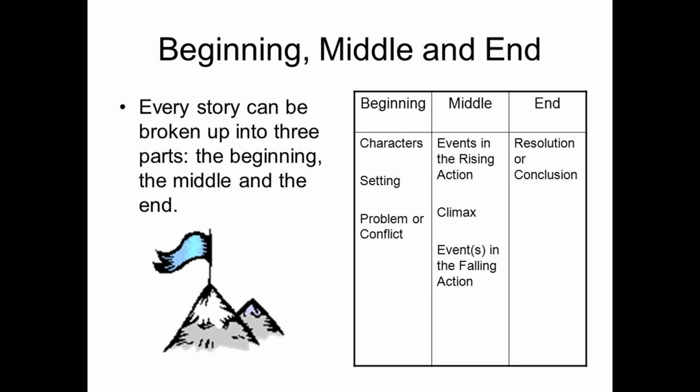Okay, so remember the parts that I explained earlier. It should include the beginning, the middle, and the ending. Every story can be broken up into 3 parts. The beginning: introduce your characters, your setting, your problem or conflict. Then the middle: events in the rising action, then events in the falling action. Then the ending is a resolution or conclusion, where you end your story with a happy ending. So you find ways to try to solve your problem, then in the end, you solve it with a happy ending.